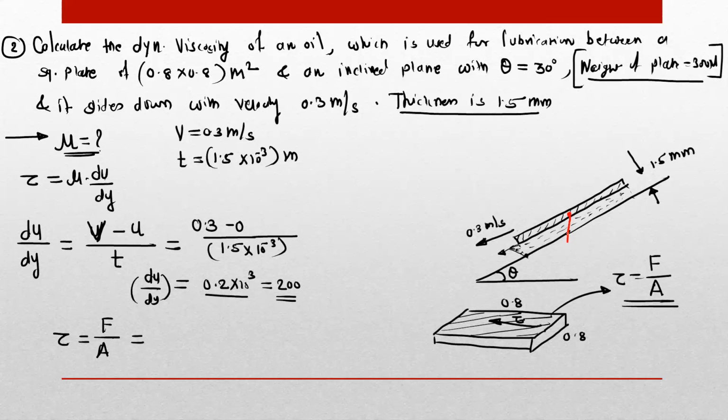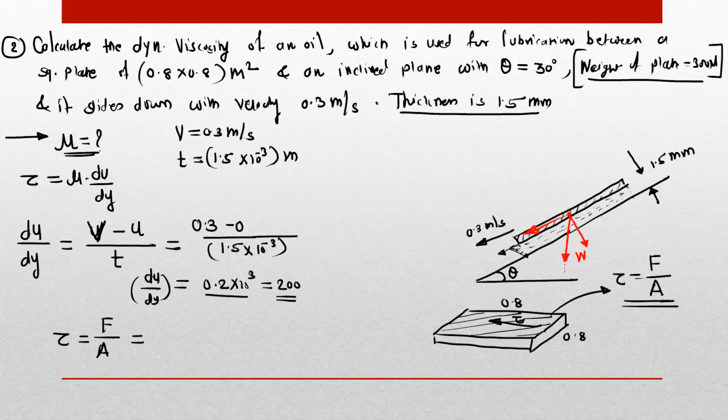Suppose this is the center of gravity. This is the weight vector, W. It will act exactly in the Y direction. But this complete W will not cause the sliding motion, so we have to resolve this along the plane. This component only will cause the motion in the downward direction. And there is one more component, which is perpendicular to the plane.